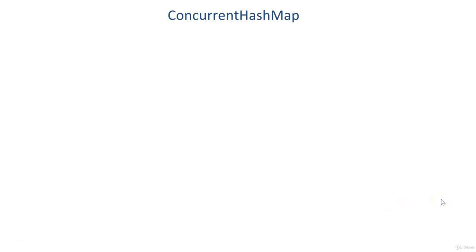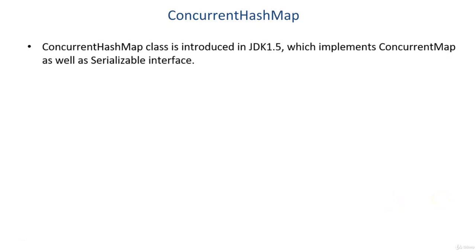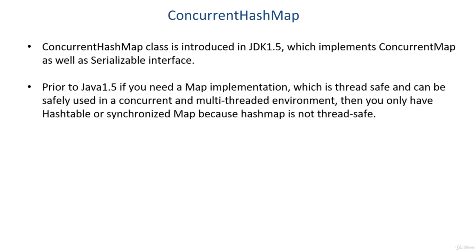In this video, we'll talk about ConcurrentHashMap. The ConcurrentHashMap class was introduced in JDK 1.5, and it implements the ConcurrentMap as well as the Serializable interface. Prior to Java 1.5, if you needed a map implementation which is thread safe and can be safely used in a concurrent, multi-threaded environment, then you only had Hashtable or synchronized map, because HashMap is not thread safe.